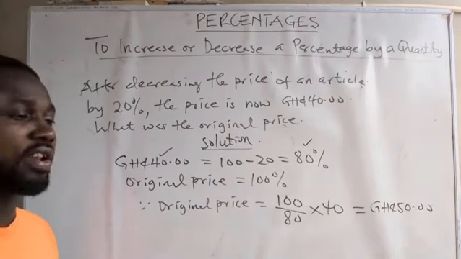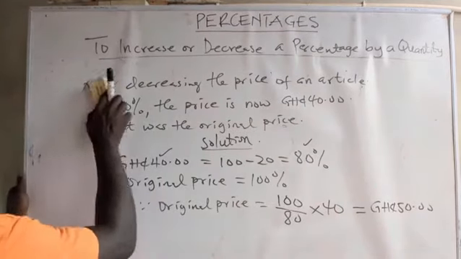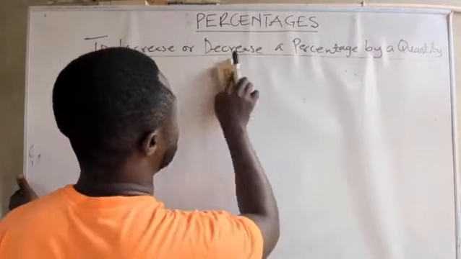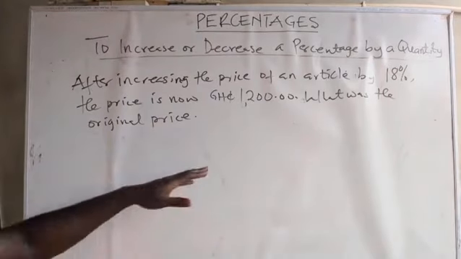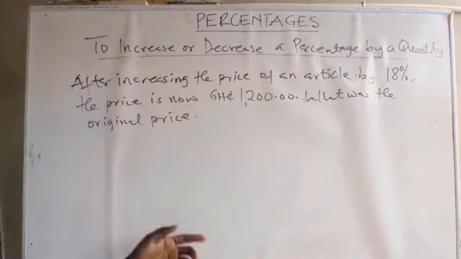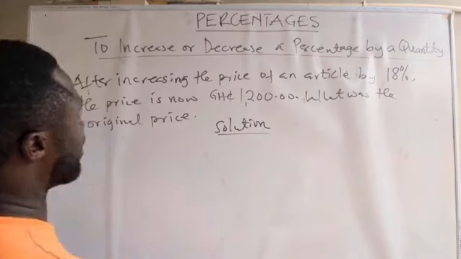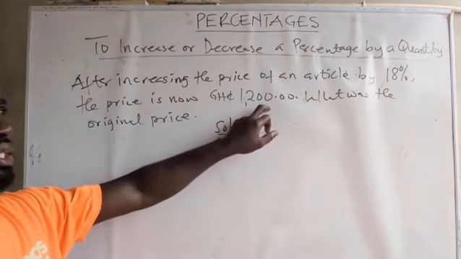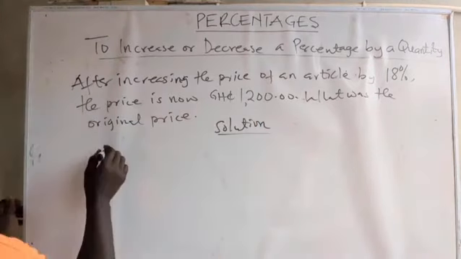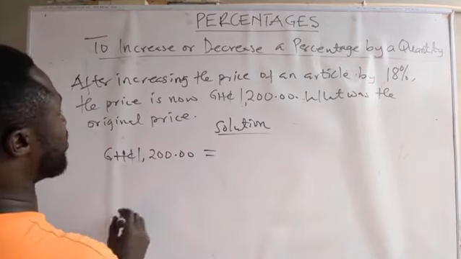Let's see if we can solve the last question, and then we bring our class to an end. After increasing the price of an article by 18%, the price is now 1,200 Ghana cedis. What was the original price? Okay, so let's look at the original price. So what we have to look for is what I'm giving in the question. What is its percentage? What percent does it correspond to? So I'm giving you 1,200. 1,200 corresponds to what percent?